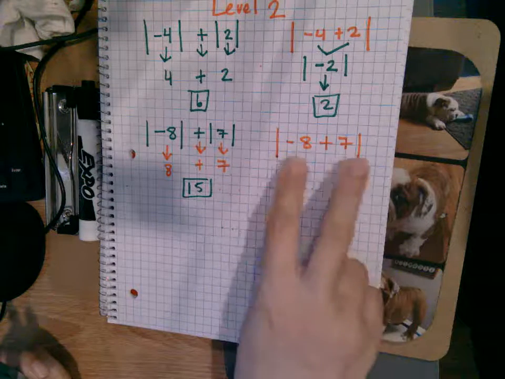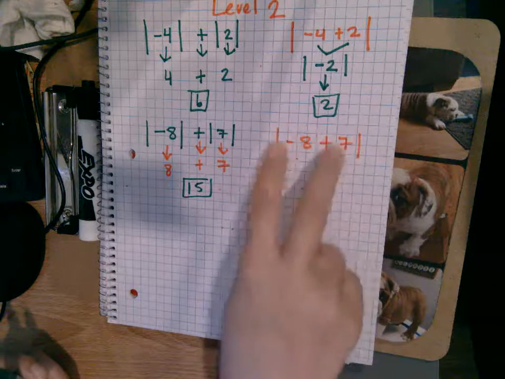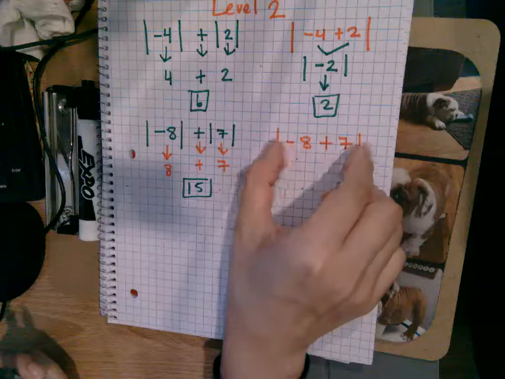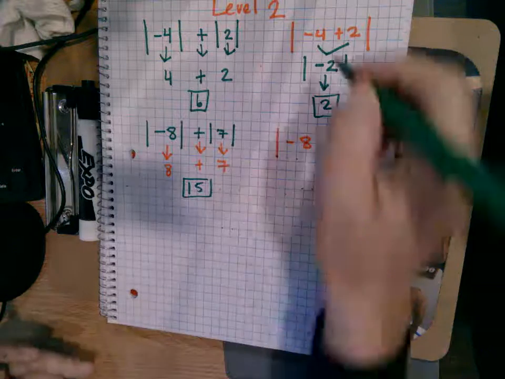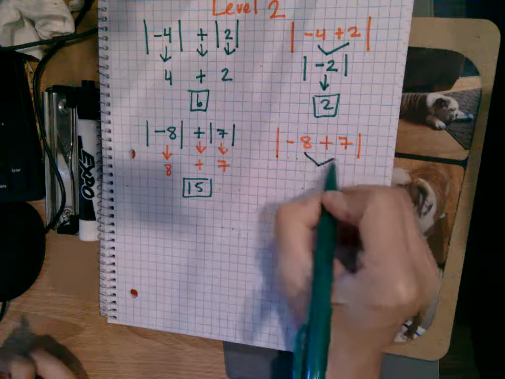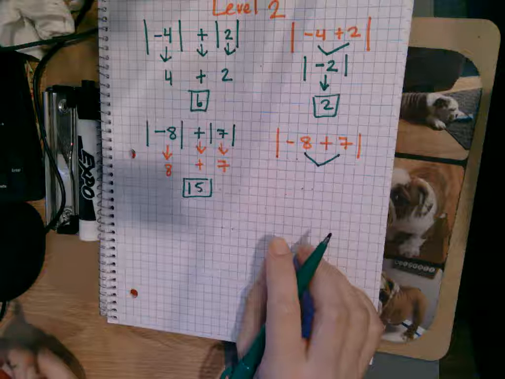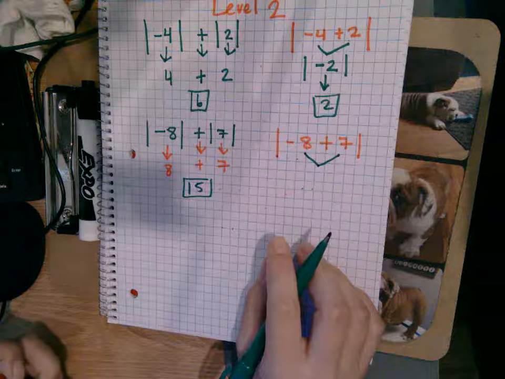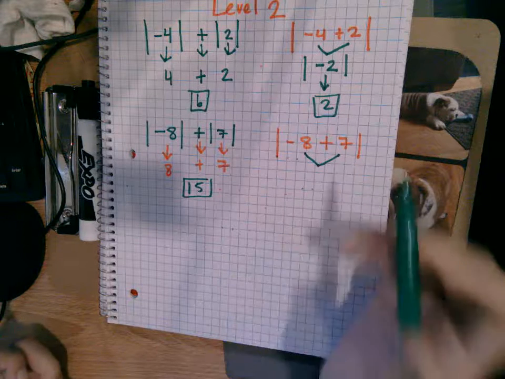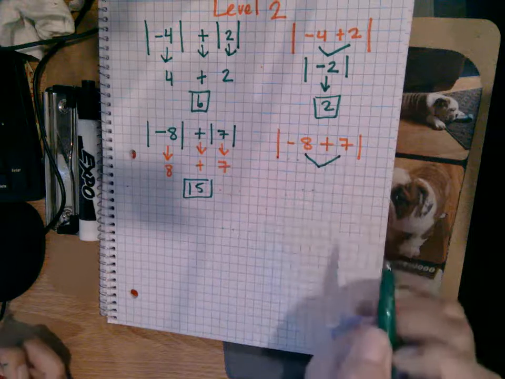All right. Since it's all grouped together, like I said before, you're going to do the math problem first. You're not going to drop down anything. You're going to do the math problem. So what is negative 8 plus 7?